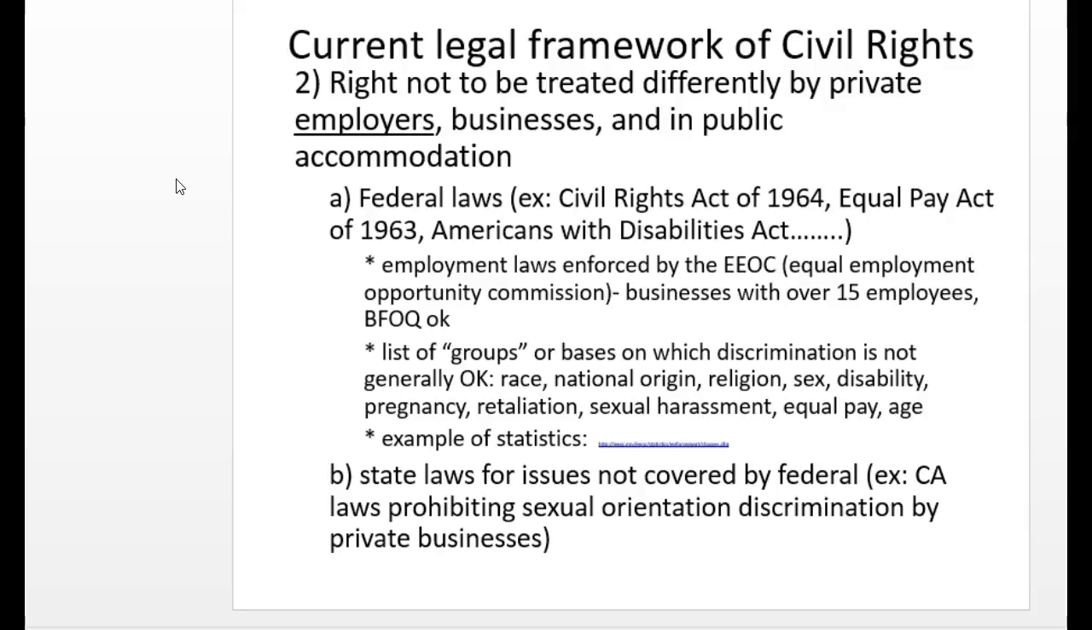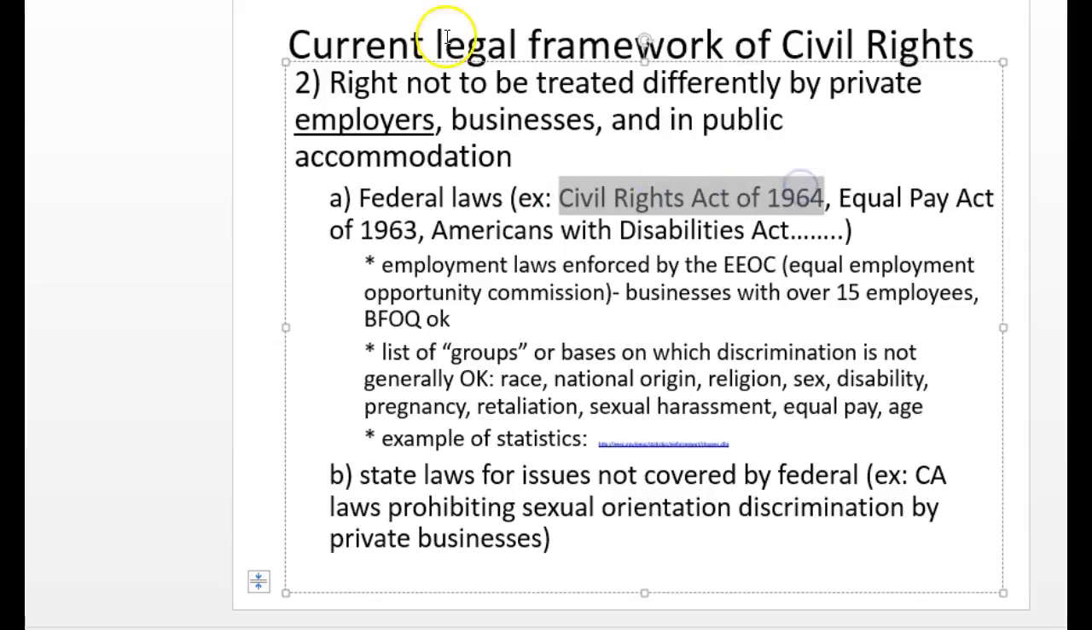The framework here are federal laws, including the Civil Rights Act of 1964, the Americans with Disabilities Act, and also state laws that provide additional protection that the federal law does not. And I'm going to come back to that in a minute. But let me talk about the Civil Rights Act of 1964 a little bit more in some detail. This is a very important piece of legislation.